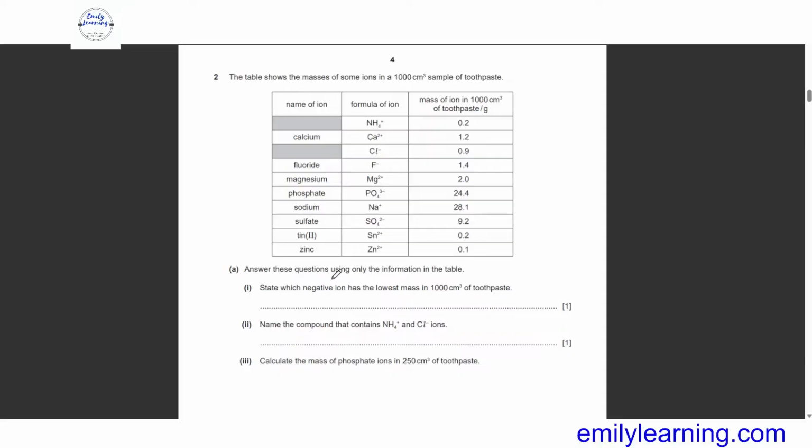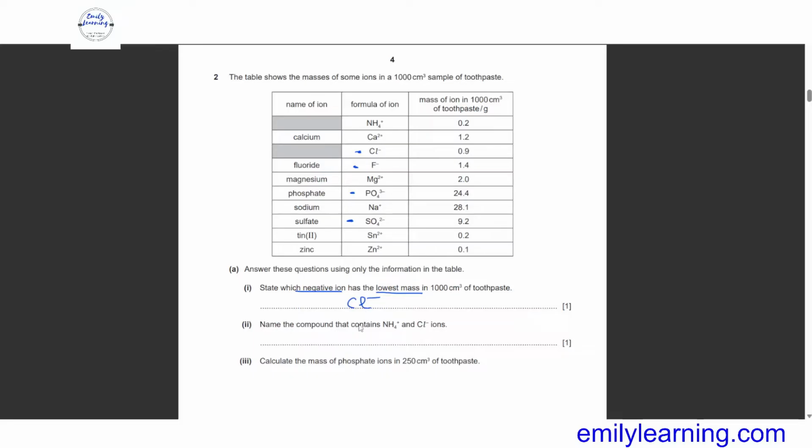State which negative ion has the lowest mass in 1000 cm³ of toothpaste. So there are 2 keywords here, negative ion and lowest mass in 1000 cm³ of toothpaste. So let's first look at negative ions. So we have Cl minus, F minus, PO4 3 minus, SO4 2 minus. Just 4 of them. So now let's compare 0.9, 1.4, 24.4, 9.2. So obviously the smallest is 0.9. So the answer is Cl minus.